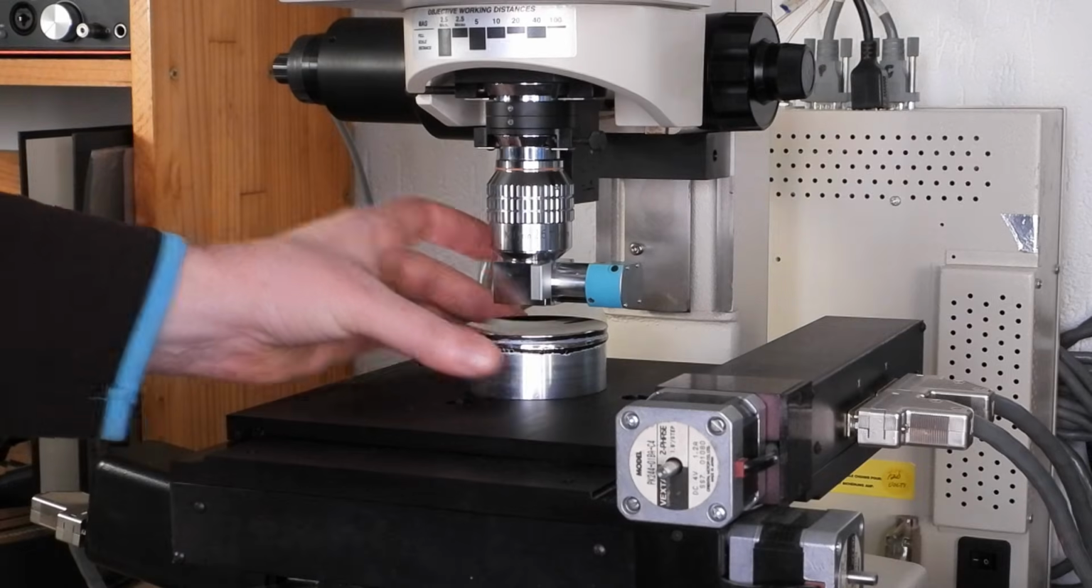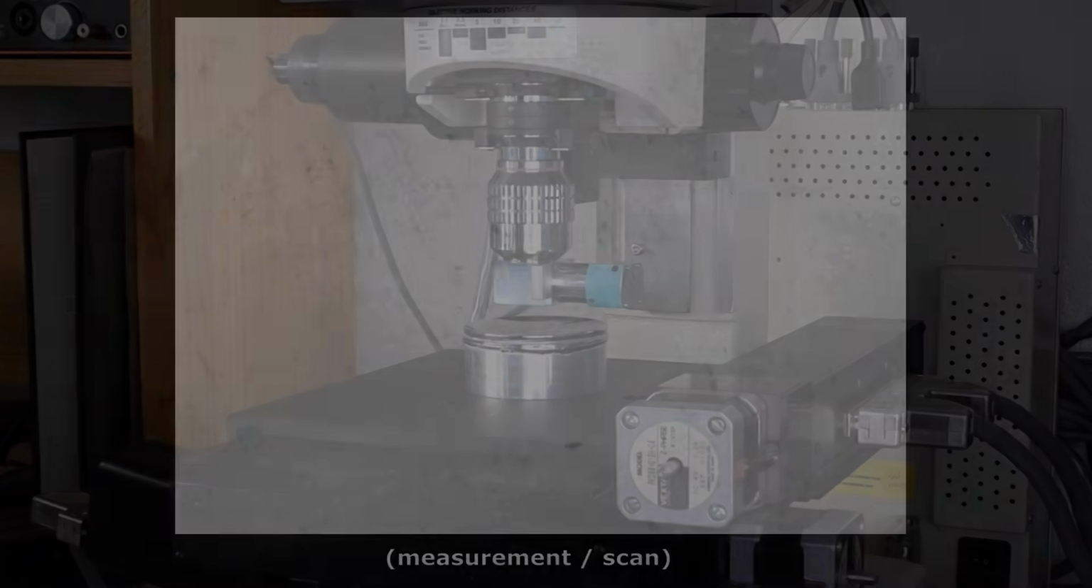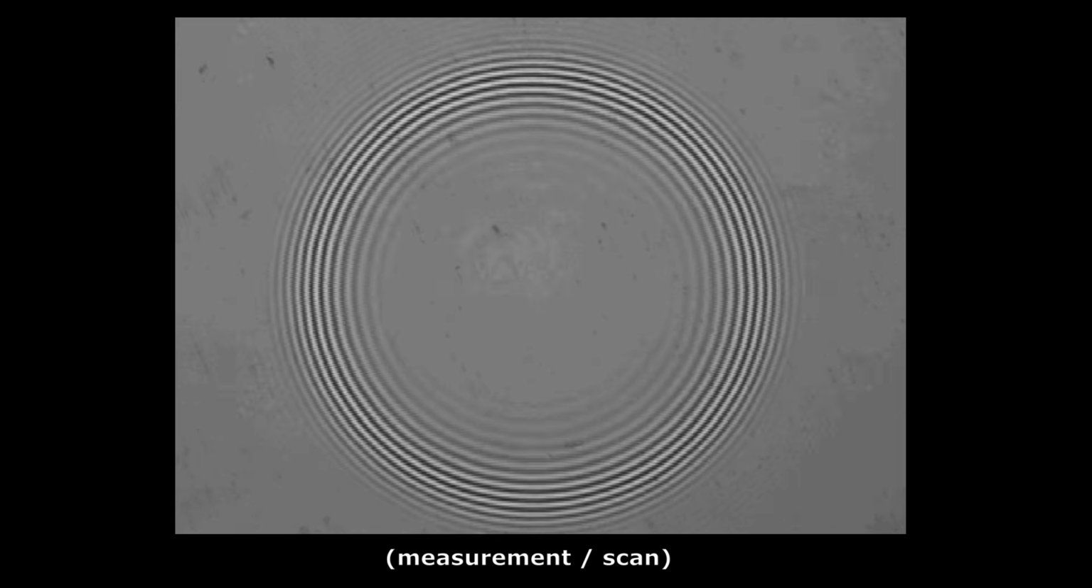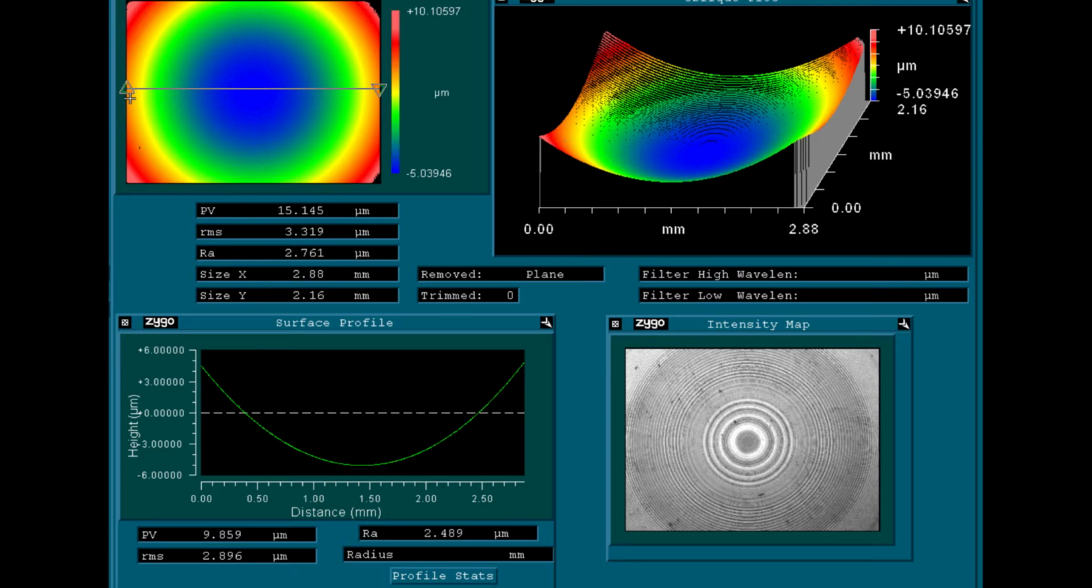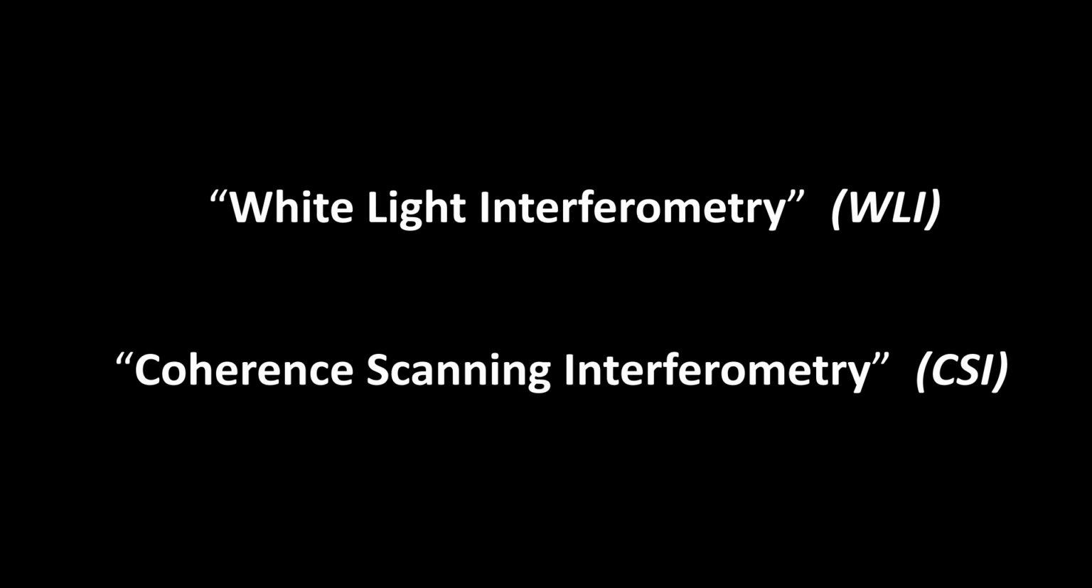Hey everyone! Today I want to discuss an optical method that allows for measuring very detailed height maps of reflective interfaces, and with it we can measure height variations in the nanometer range. The method is commonly referred to as White Light Interferometry or Coherence Scanning Interferometry.